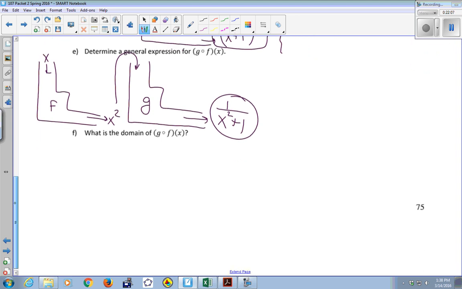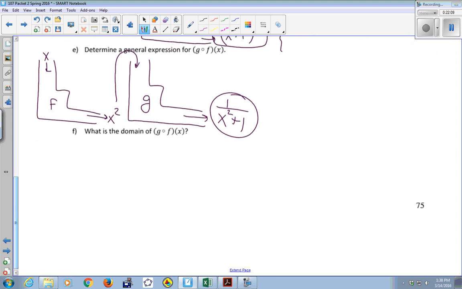Let's think about the domain of what we just created. We just created a function, G composed with F. Did F have any restrictions? No, the F machine will never jam, right? No matter what you put into it, it can spit out something. You'll never break it. Okay. Can the G machine ever jam? If you put a negative 1 in, yeah.